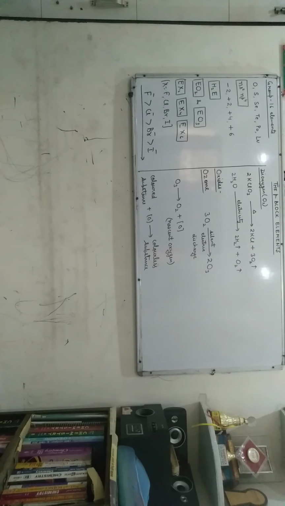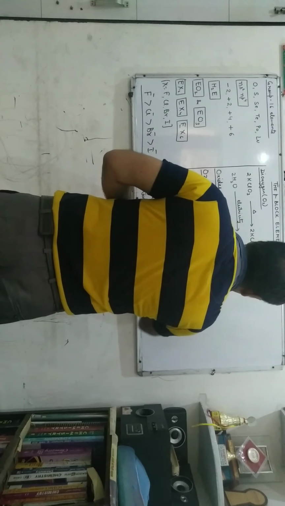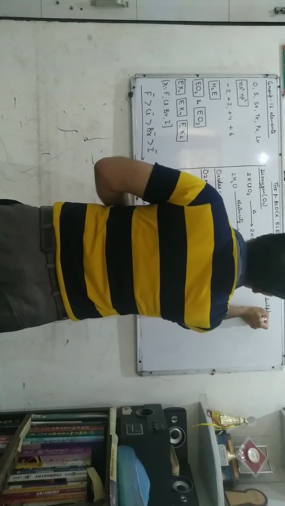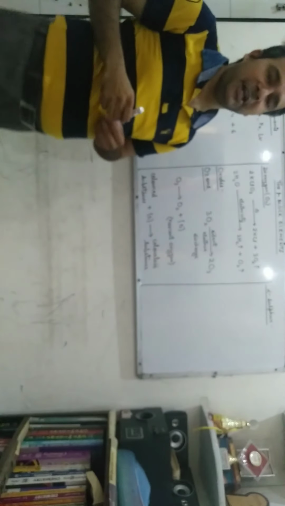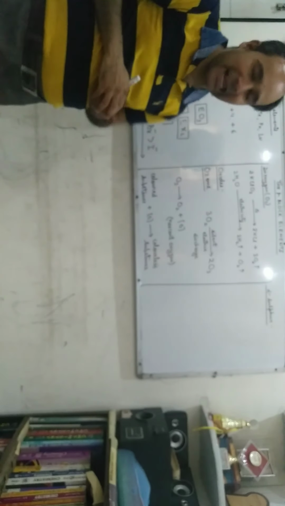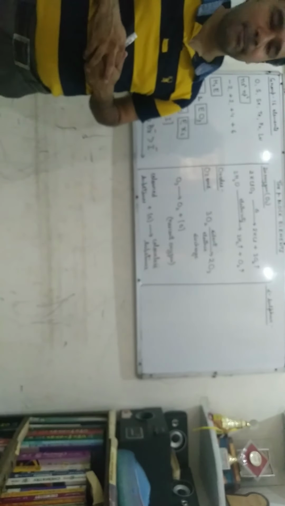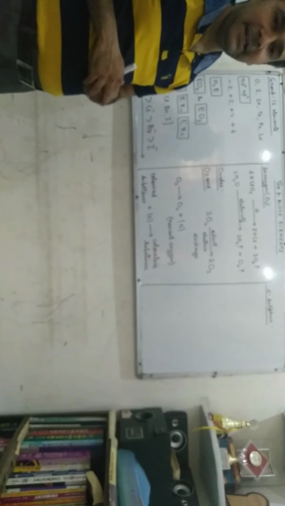Now let us discuss allotropes of sulfur. As we know, there are two allotropes of sulfur. The first one is rhombic sulfur, or we can say alpha sulfur. Rhombic sulfur or alpha sulfur is yellow in color. Its melting point is 385.8 Kelvin. It is insoluble in water but soluble in carbon disulfide, and it is stable below 369 Kelvin.